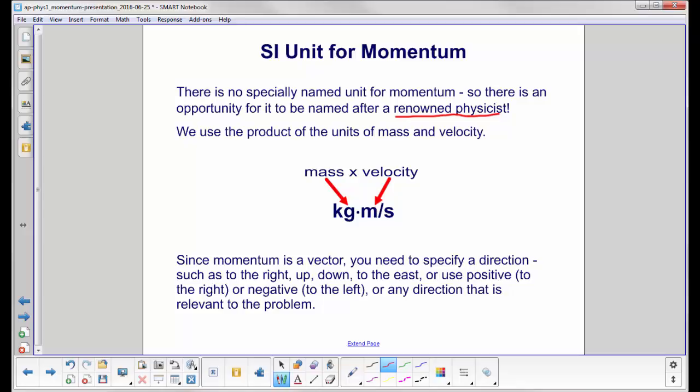Whenever we talk about momentum, we have to specify a direction. Is it to the right, up, down, to the east, or frankly any description you want, as long as it's understandable and whoever you're working with agrees with your criteria.